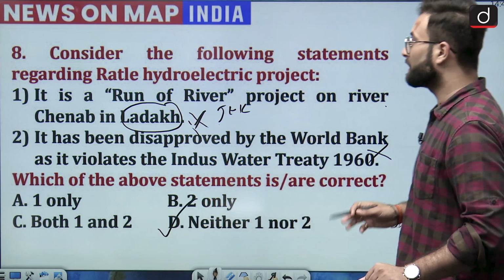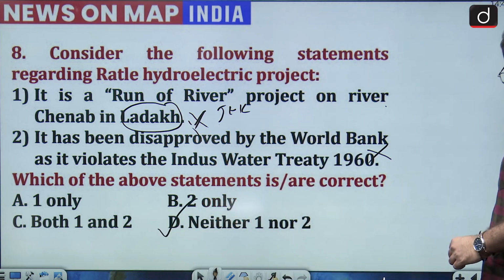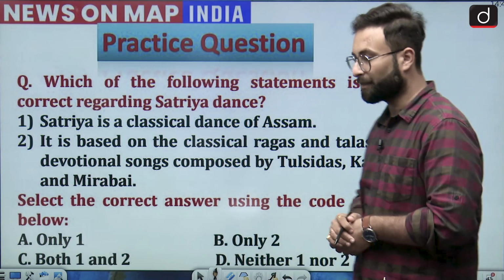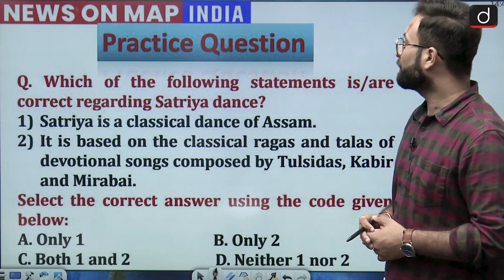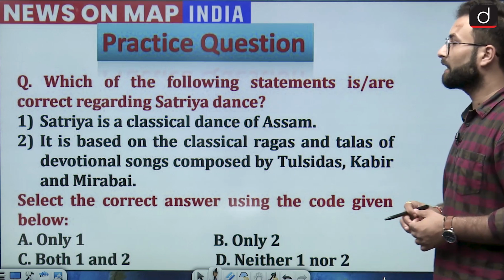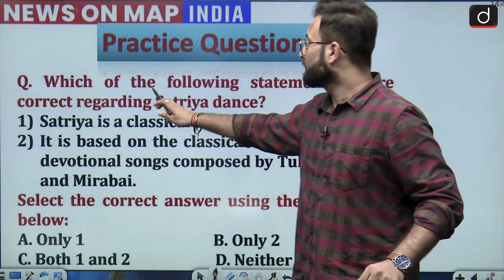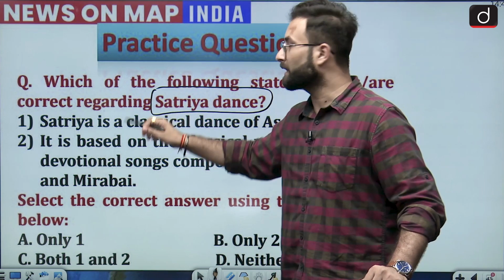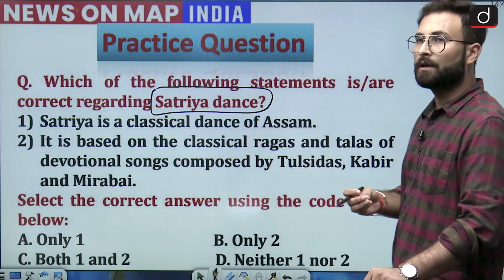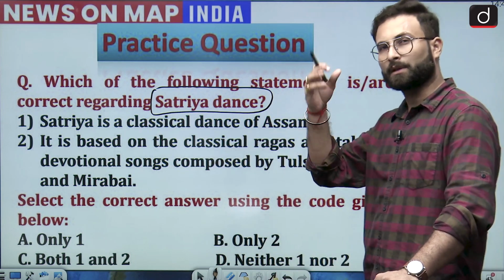Okay, so I hope that is done. You understood all of them. Now last part, that is basically a practice question for you. Which of the following statements is or are correct regarding the Satriya dance? This Satriya dance is a particular type of dance which is performed in a certain area, and this is related to the bhakti movement, etc.